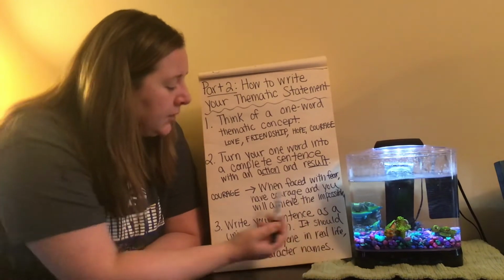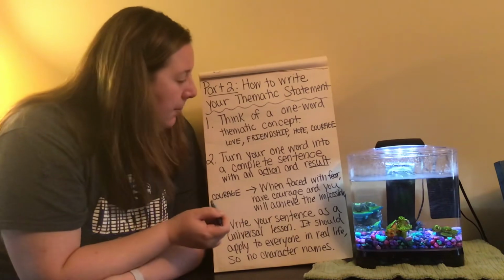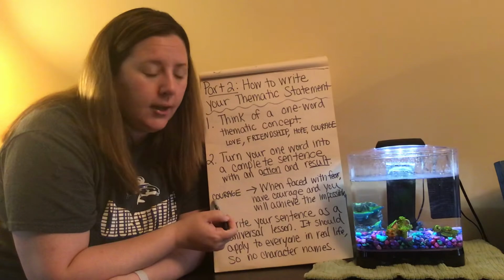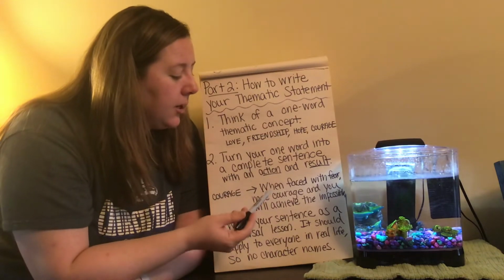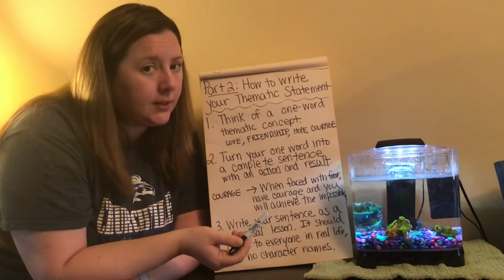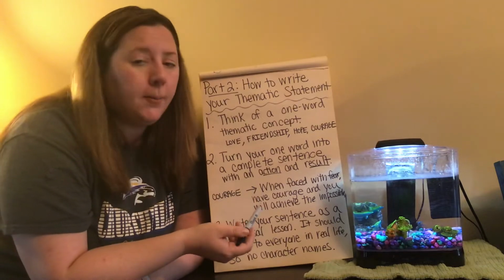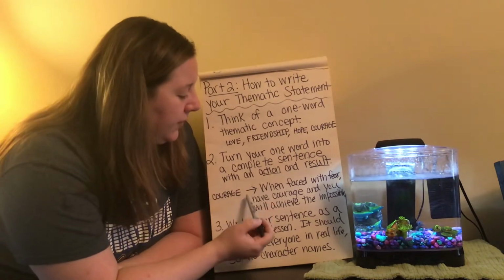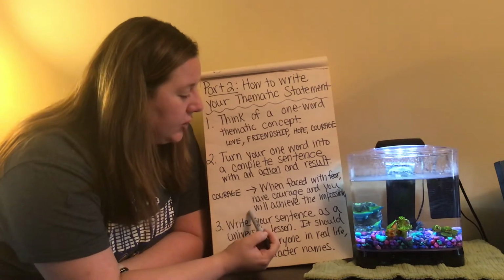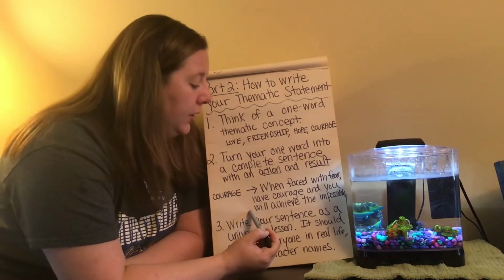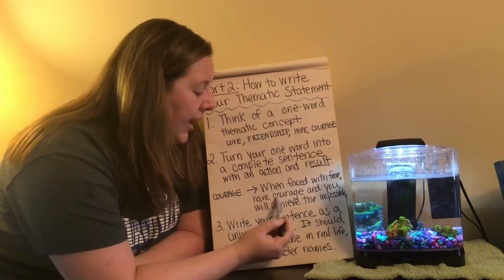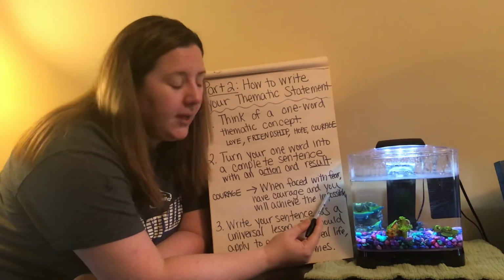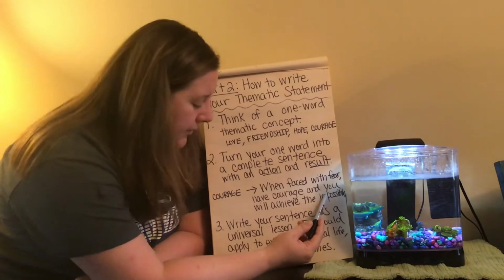Okay, so here's one example. My one-word thematic concept was courage. And then after that, I turned it into a complete sentence with an action and a result. As I read this to you, think about what the action is and what the result is. It says, when faced with fear, have courage and you will achieve the impossible. So here the action is to have courage and the result is that you will achieve the impossible. Okay, full sentence, action, and result.